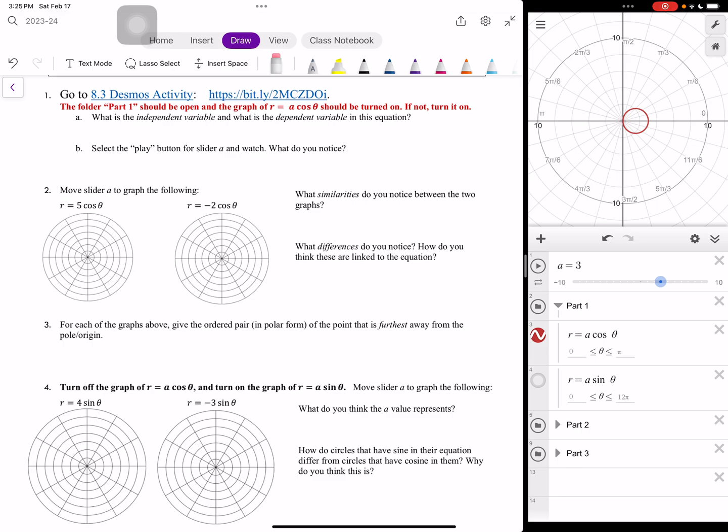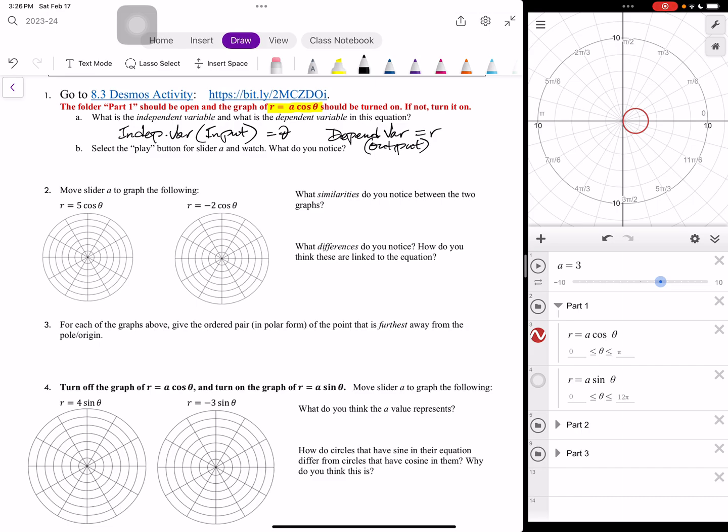All right, so part A says what is the independent and dependent variable of the function? Our function in this case is r equals a cosine theta. And as you know, theta is our input variable, so that's your independent variable. The independent variable is always your input variable, and in this case, it is theta. And r depends on theta, so r is your dependent variable. It's the output of the function depending on whatever angle you put into the function.